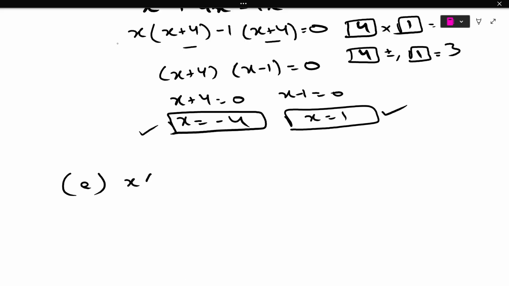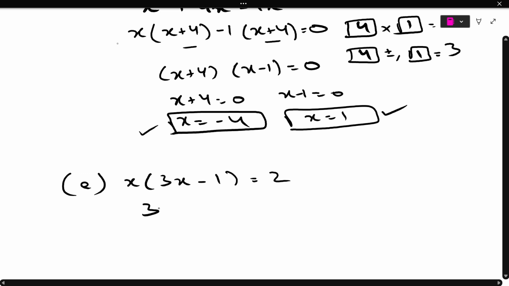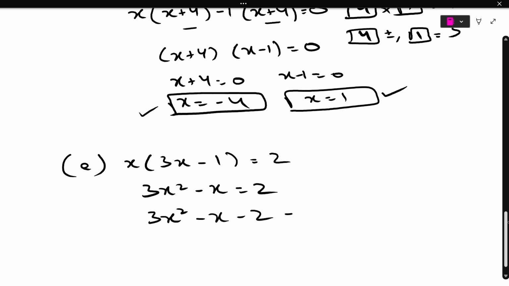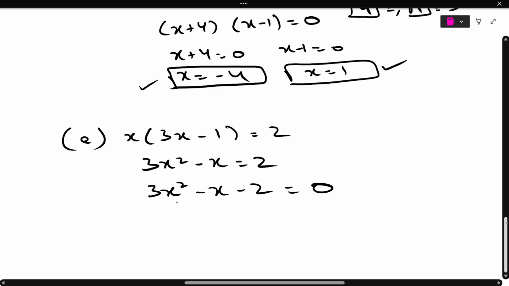Let me just write the question first. This is the question, and like you said, you first multiply it. So 3x times x is going to be 3x squared, minus x times 1 is going to be x, is equal to 2. And then obviously we can see a quadratic equation being formed if only we send this +2 to the other side, so it becomes -2, and now finally we have a quadratic equation.